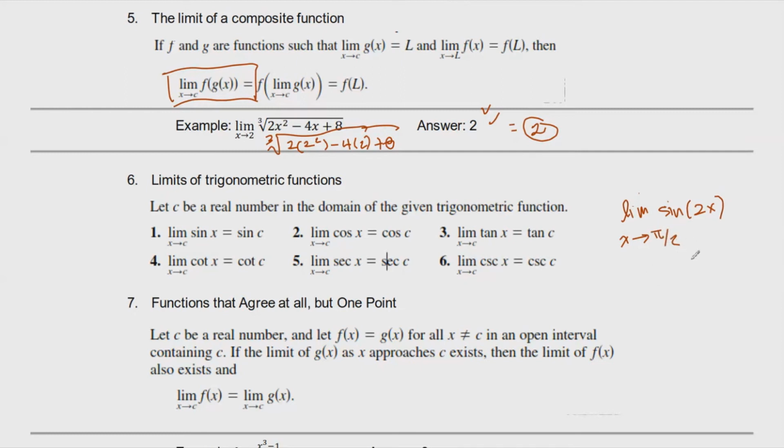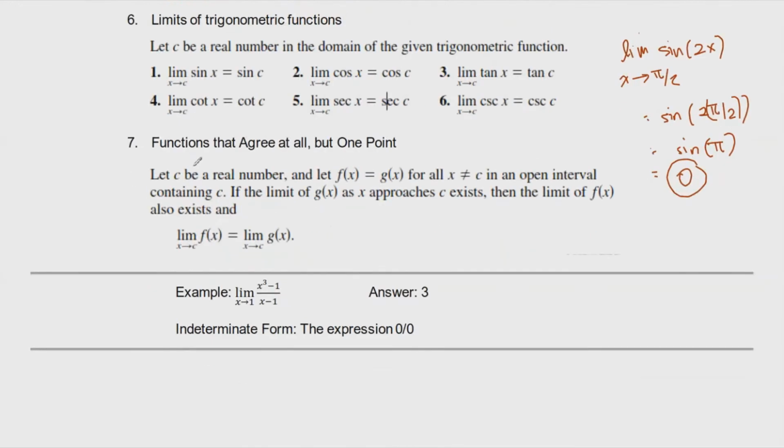So with that, let's just simply substitute the value of pi over 2 from our equation. So that is 2 times pi over 2, and that is simply equal to sine of pi. And sine of pi is actually equal to 0. So the limit of sine 2x as x approaches to pi over 2 is 0. So that's how it goes for the limit of trigonometric functions. And it's just the same as our polynomial functions that we have discussed before.